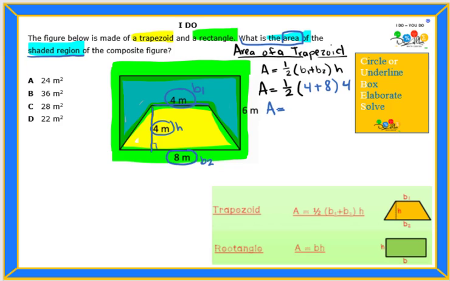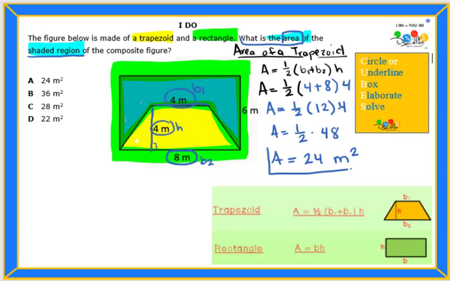So we're going to do what's inside the parentheses. We have 4 plus 8, which is 12. So we have half of 12 times 4. So we'll do 12 times 4, which is 48. So half of 48. So the area, half of 48 is 48 divided by 2, which is 24 square meters. So now we have the area of our trapezoid.